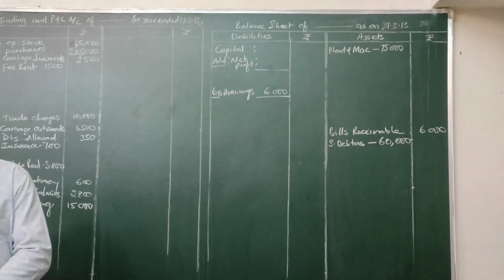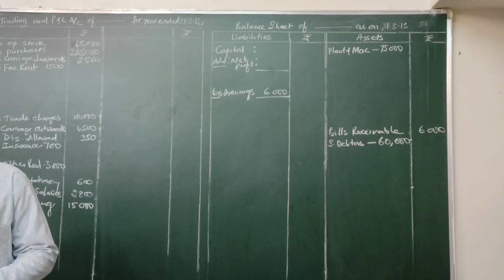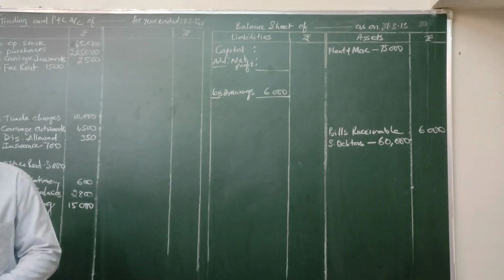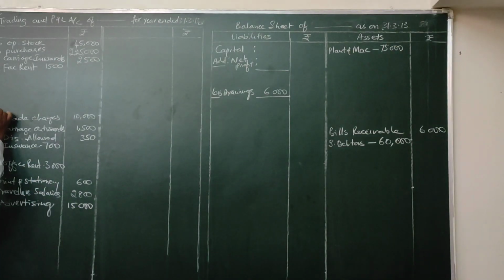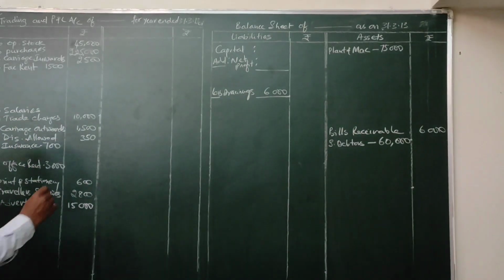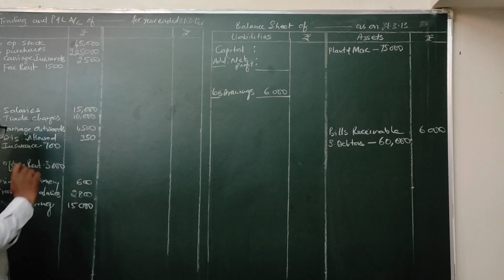Then after drawings we are having salaries. Where should we take salaries? We should take salaries in the profit and loss account, debit side. Let's take salaries here. We are not having any adjustments for salaries, so directly we write the amount in the outer column, 15,000. Salaries, in profit and loss account, debit side.